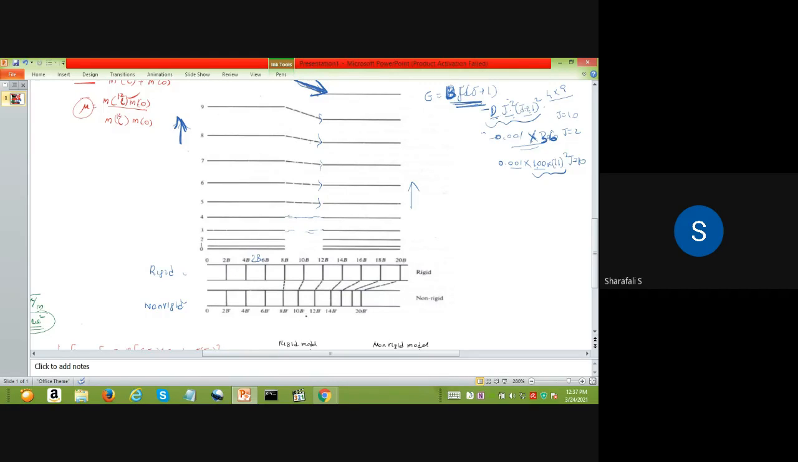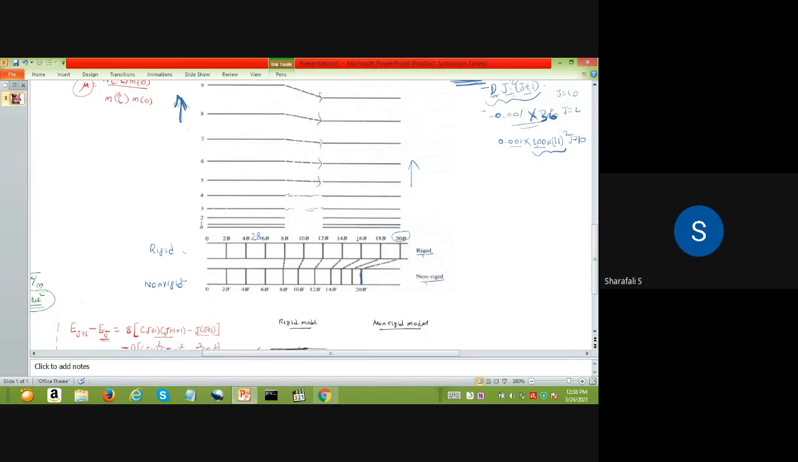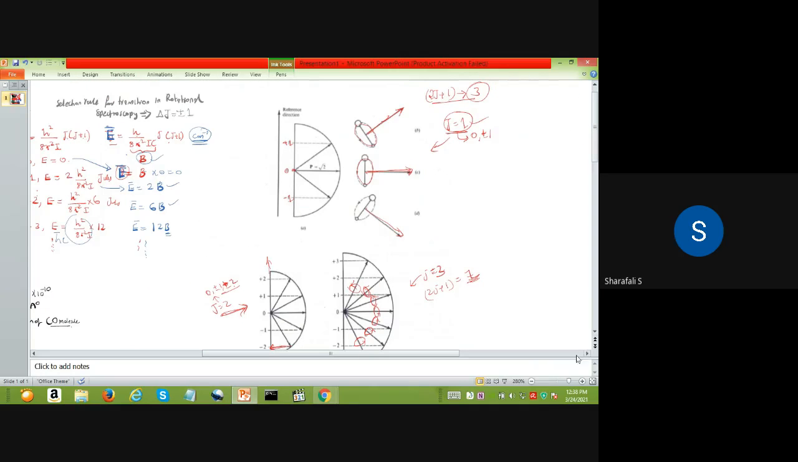Also, you can see the variations of those different energy lines. For example, this is the 20B line here. That will be shifted to here for the non-rigid case, okay, that is here, rigid and non-rigid case. Okay, so that's what we have discussed in the last section.